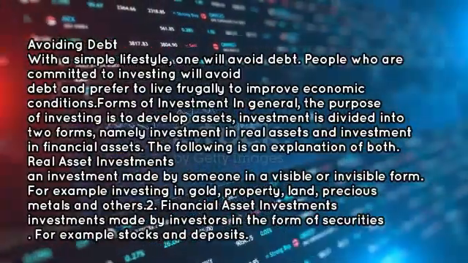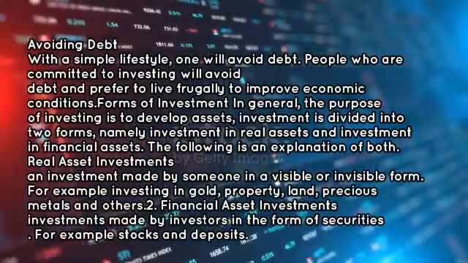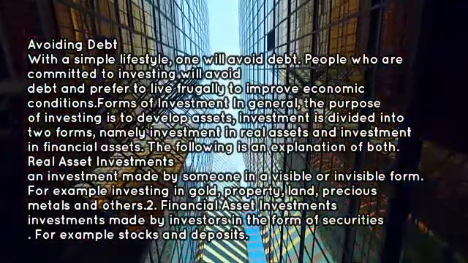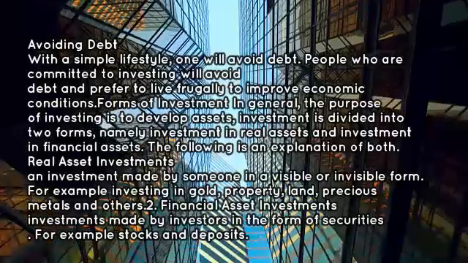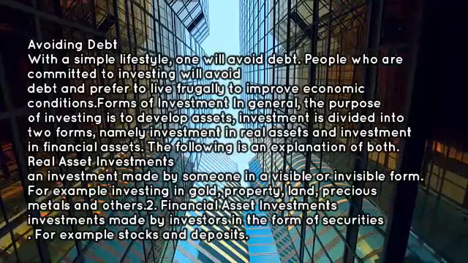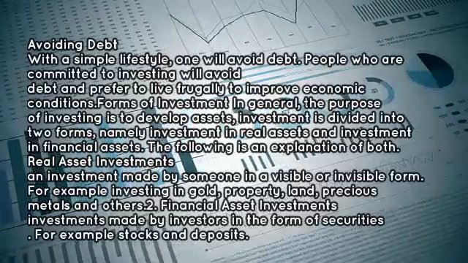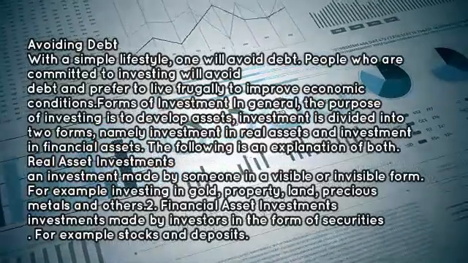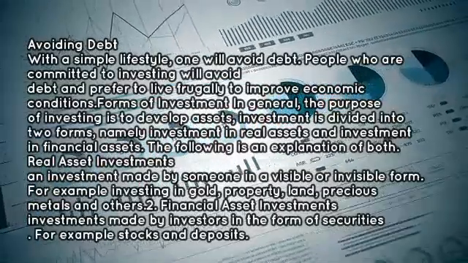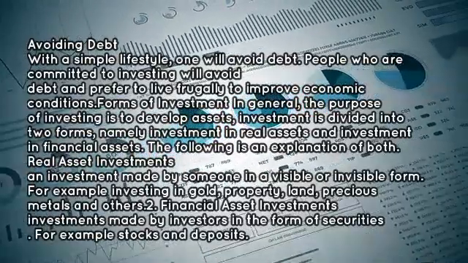Investment is divided into two forms, namely investment in real assets and investment in financial assets, and the following is an explanation of both. 1. Real asset investment. An investment that may be seen physically, for example, investing in gold, property, trading, precious metals, and others. 2. Financial asset investment. Investment may be made in the form of securities, for example, escrow and deposits.